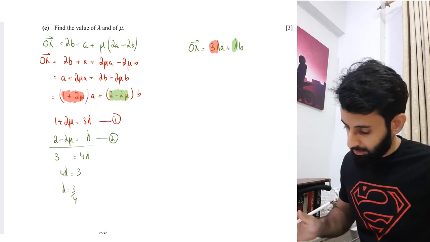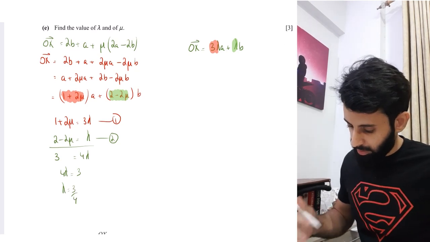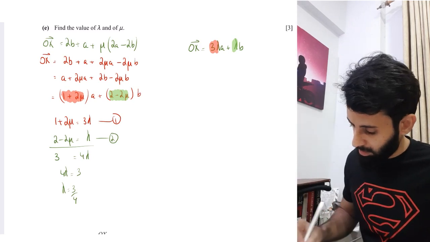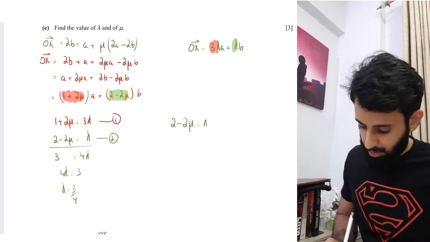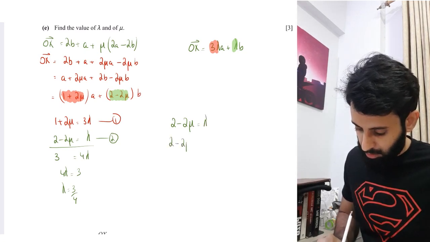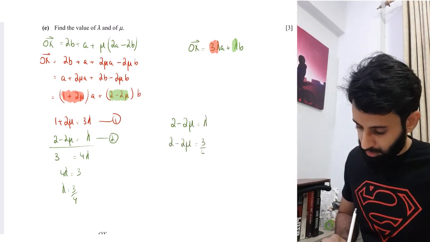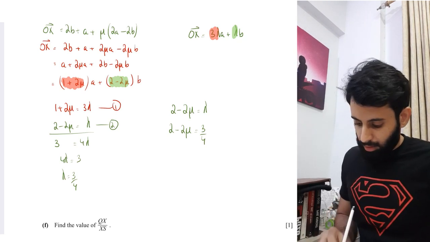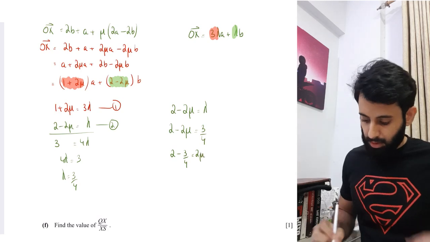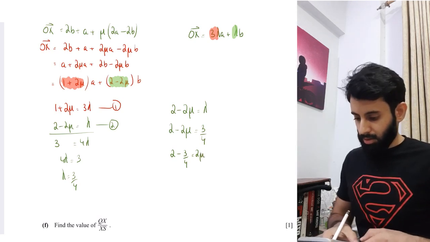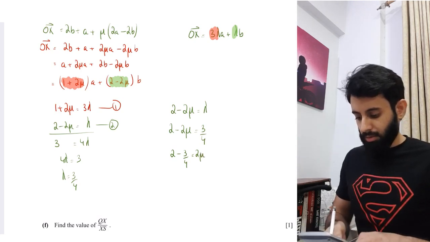Okay, once you have the value of lambda, you can use either one of the two equations to work out mu. I'm going to use the second one. It says 2 minus 2 mu is equal to lambda. So that means 2 minus 2 mu is equal to 3 upon 4. So we're looking at 2 minus 3 upon 4 is equal to 2 mu. That means 2 minus 3. In fact, let me make a fraction.